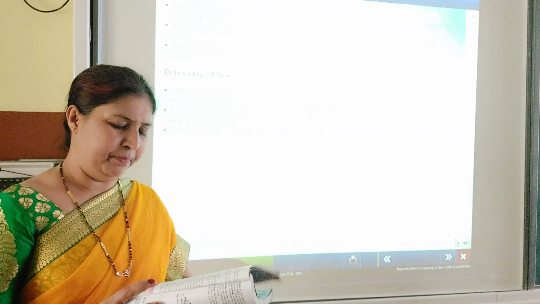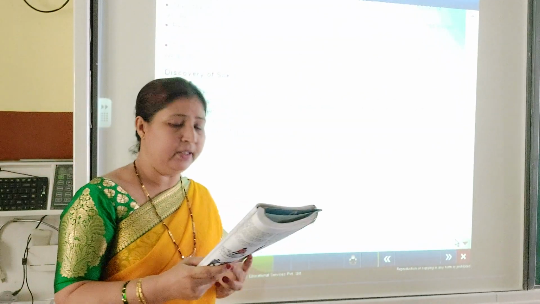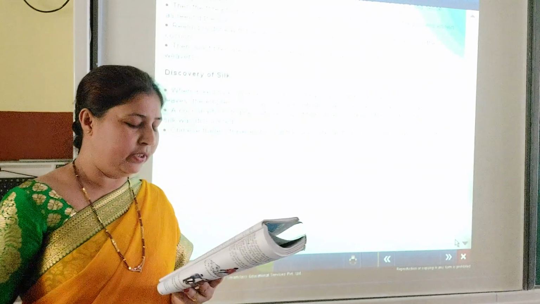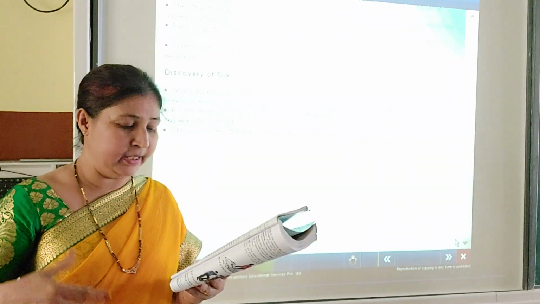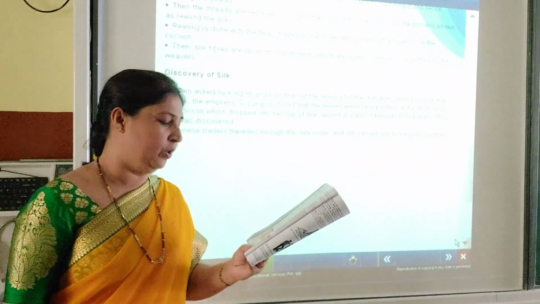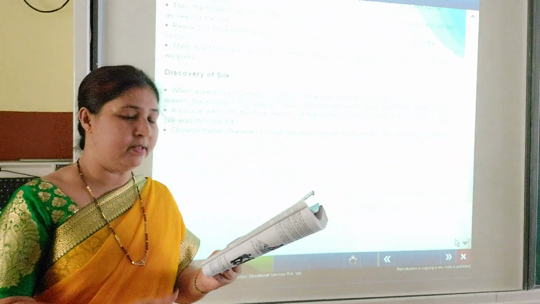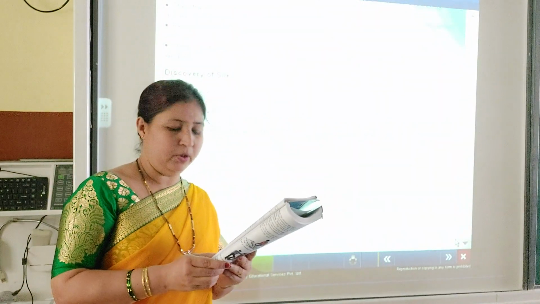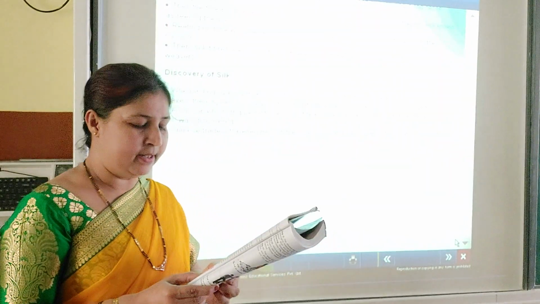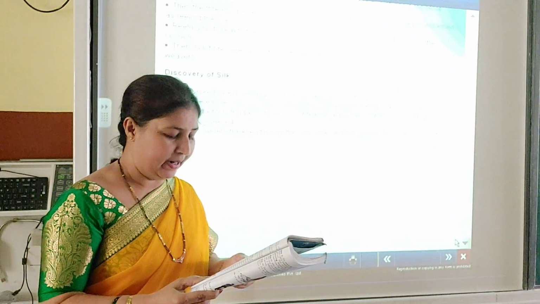Some breeds of sheep yield a good type of wool. That we have to read out. At least you should know. So I am reading to you the name of the breed and the quality of wool, then the state where it is found. Lohi: this sheep will yield a good quality of wool. It is found in Rajasthan and Punjab.